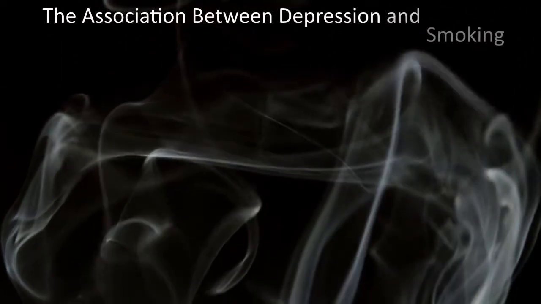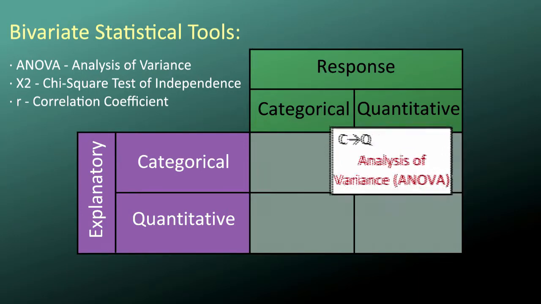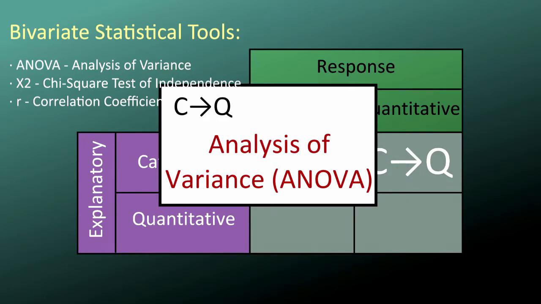In the description of hypothesis testing, when we looked at the association between depression and smoking, we were working with a categorical explanatory variable, the presence or absence of depression, and a quantitative response variable, the number of cigarettes smoked per month. When you're testing hypotheses with a categorical explanatory variable and a quantitative response variable, the tool that you should use is analysis of variance, also called ANOVA.